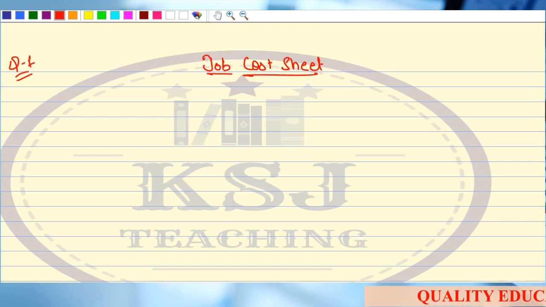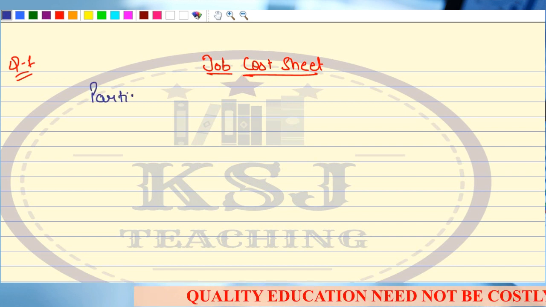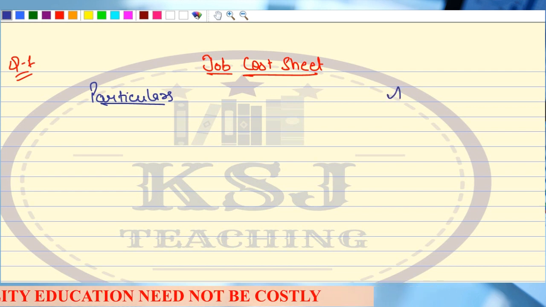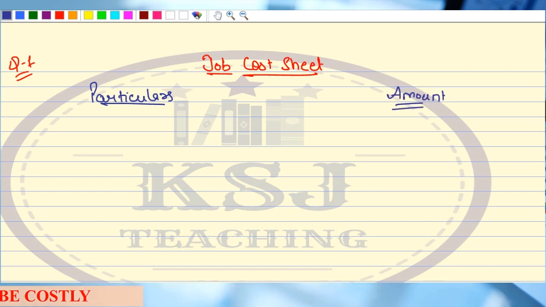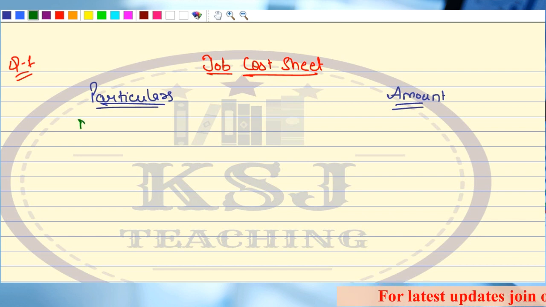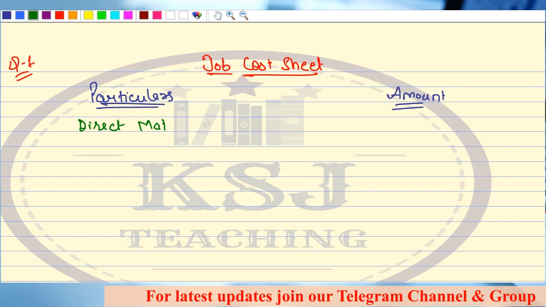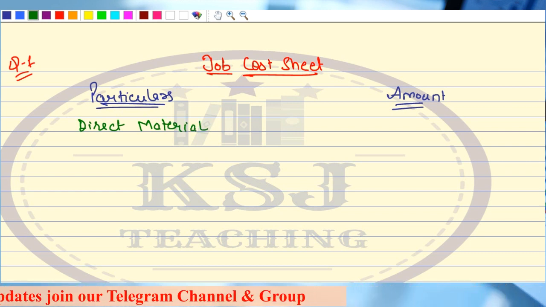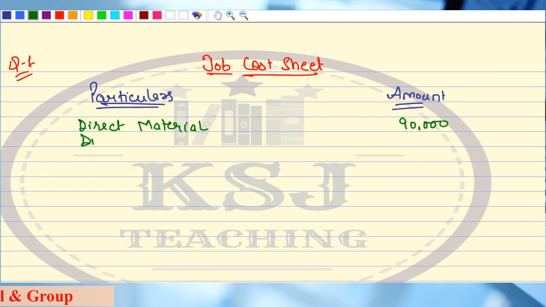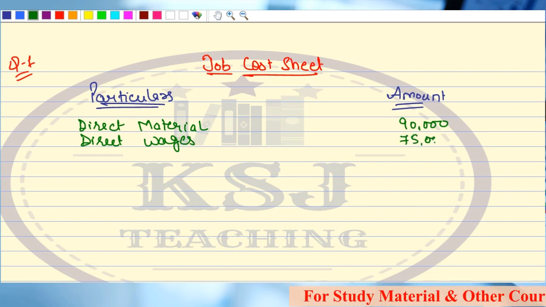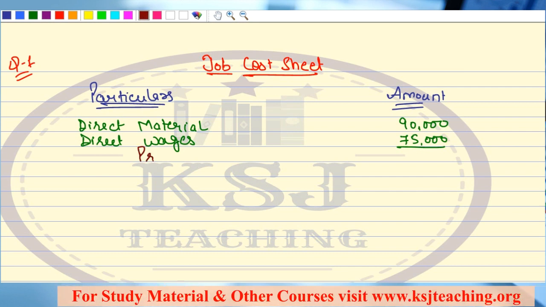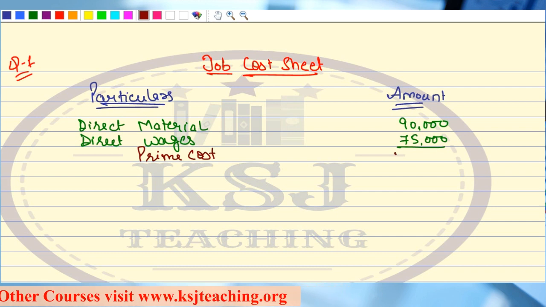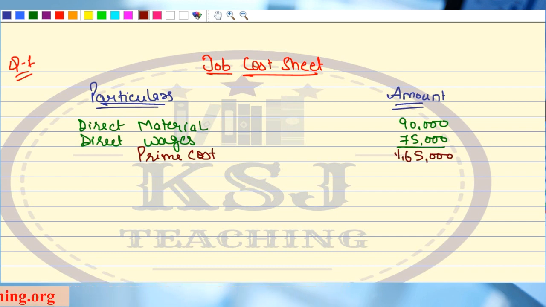Job cost sheet. So we'll have particulars and amount. Only two columns, like in the cost sheet, because the information given is for the particular job only, right? So what is given to us? Direct material cost is given to us. Direct material, that is given as 90,000. Then we have direct wages, that is given as 75,000. From here, what we are going to get is prime cost. So my prime cost is 1,65,000. Now, in the prime cost, I am going to add factory overheads.